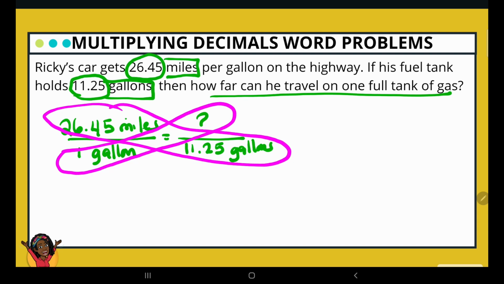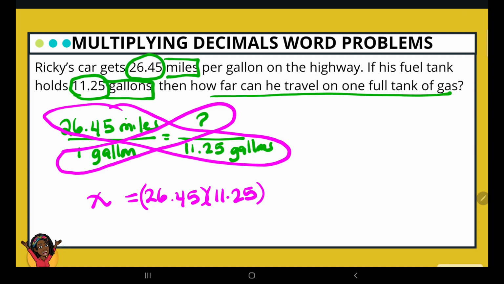Now, whenever you're setting up a proportion in this manner, you want to make sure that your units are consistent. So if I have miles on top here, then I need to have miles on top here, gallons on the bottom, gallons in the denominator as well. So the denominators, the units must match, and the numerators, the units must match. So let's go ahead and use the variable x to represent our unknown, and then we're going to multiply 26.45 times 11.25.